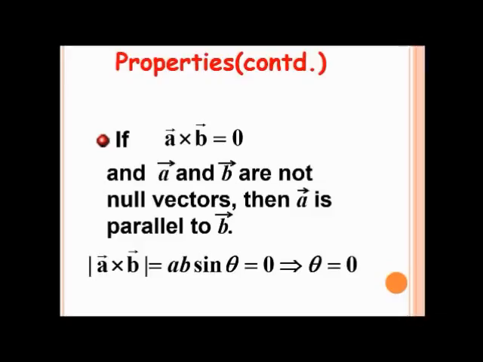Now if A and B are not null vectors and A is parallel to B, then also they are having the cross product as 0 because the angle between them is 0 degree.